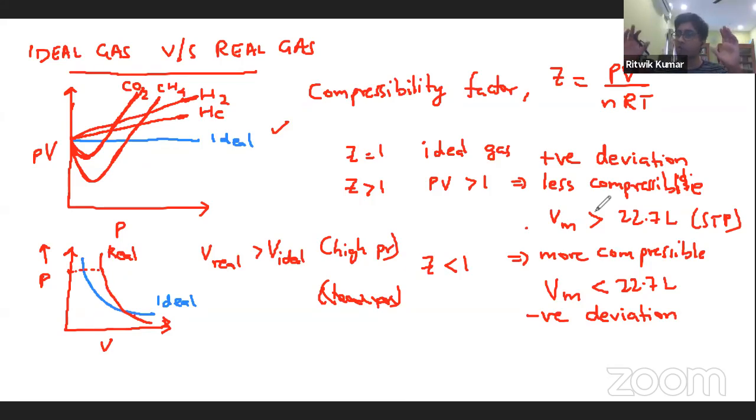Negative deviation means it's more compressible, meaning what? The molecules are attracting each other further, so they're coming closer together, meaning the attractive forces are greater than the repulsive forces. Whereas the positive deviation is where repulsive forces are greater than the attractive forces between the molecules.